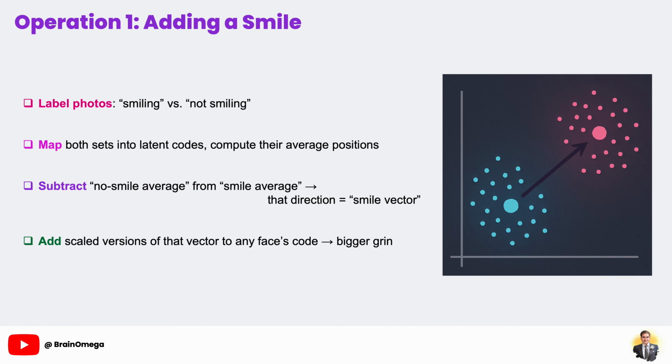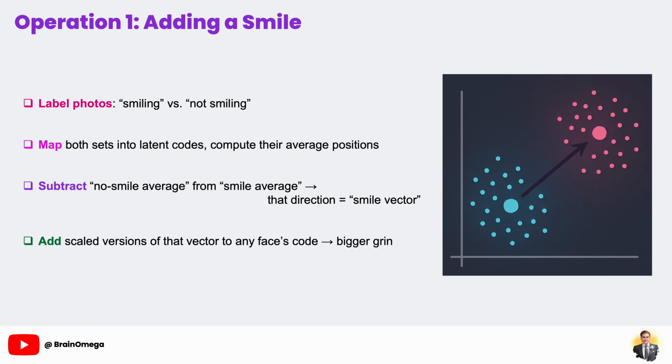Okay, now that we understand where this latent code lives, let's do something playful. Add a smile to someone's face. Here's the step by step. 1. Label your dataset. Start with a large collection of face images, thousands, ideally. Label each image, smiling or not smiling. You can do this manually or use a simple face detection model that estimates a smile score.